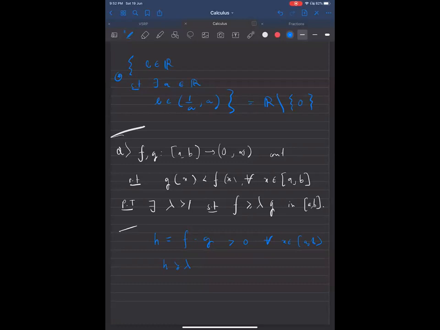But wait. Even if h is greater than or equal to lambda, then we are getting that f minus g is greater than or equal to lambda. What we need is f greater than or equal to lambda g. So some sort of f divided by g is going to be something like that. So how from this difference function are you going to end up here, where we're considering the ratio of the two functions? Okay, let me think for a while.